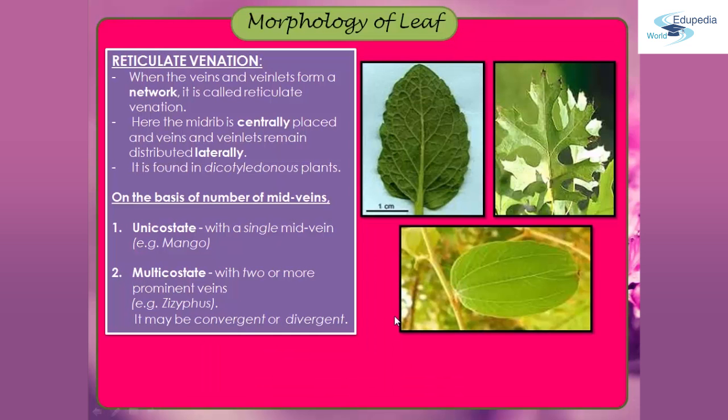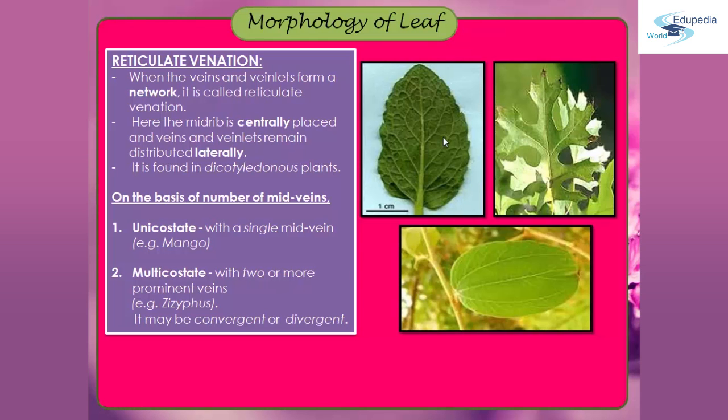Now the reticulate venation we'll see in detail. When the veins and the veinlets form a network, a messy network, as you can see in this picture, then that is known as reticulate venation. Here the midrib is centrally placed, and the veins and the veinlets remain distributed laterally. It is found in dicotyledonous plants.